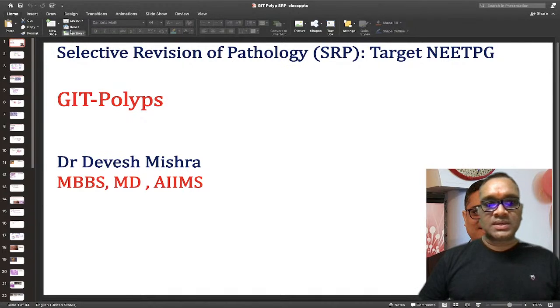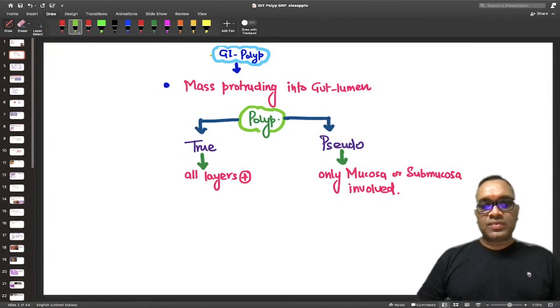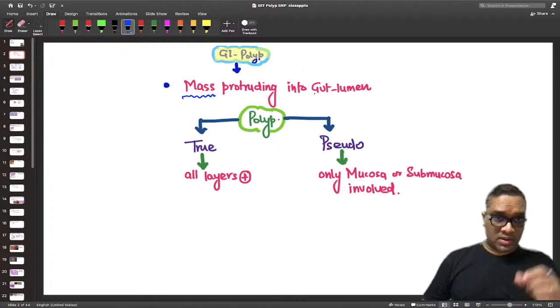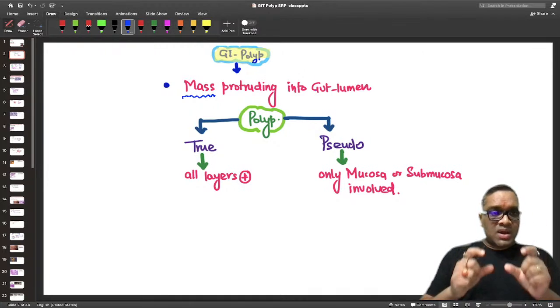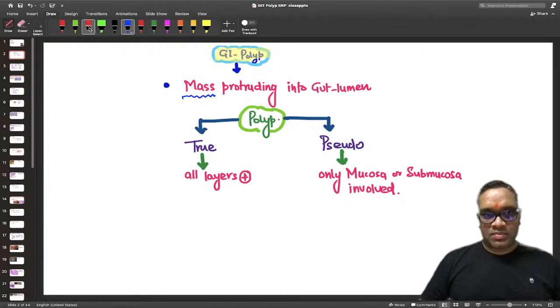As you can see, the name itself is telling that it is a polyp, right? So first of all, we should know what a polyp is. Whenever we think about GIT polyps, remember, these are simply a mass which is protruding into the gut lumen. Remember, any mass which is protruding into the gut lumen should be considered a polyp, right?